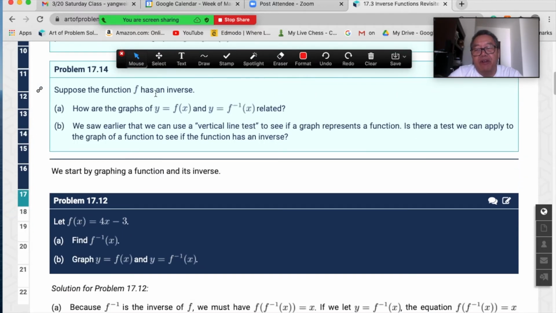Suppose we have the function f has an inverse. How are the graphs of y equals f(x) and y equals f inverse of x related? So actually I already showed you their symmetry about y equals x.